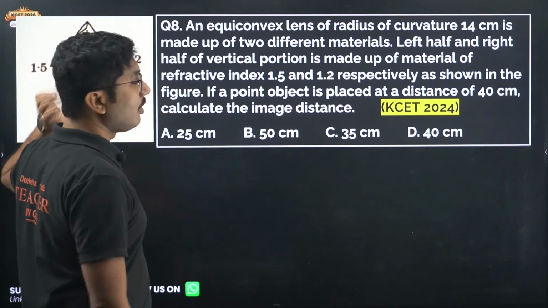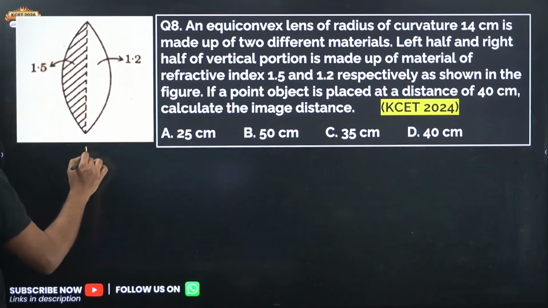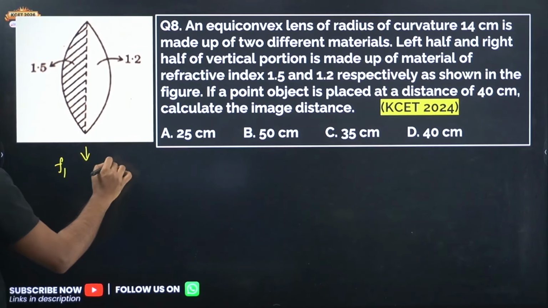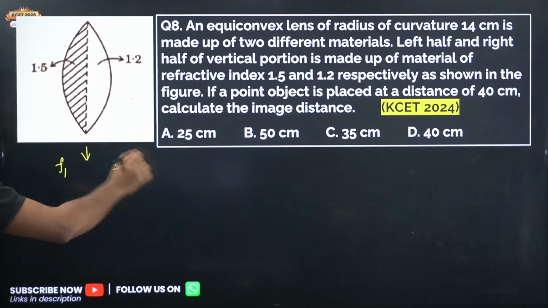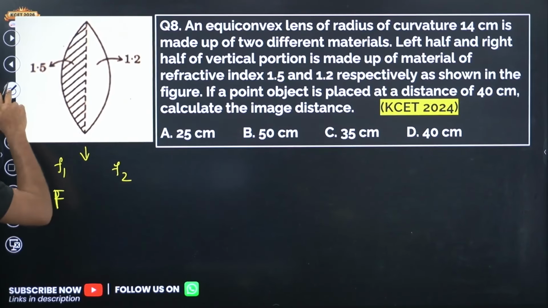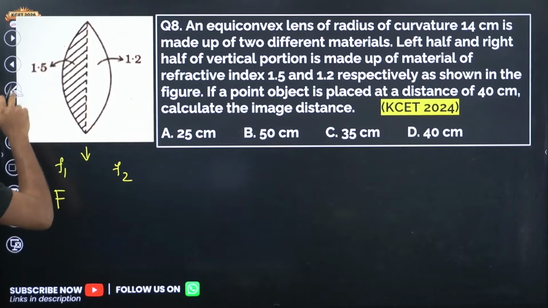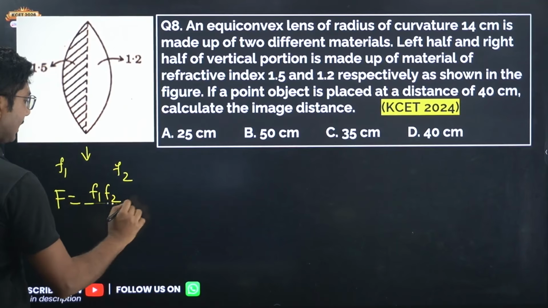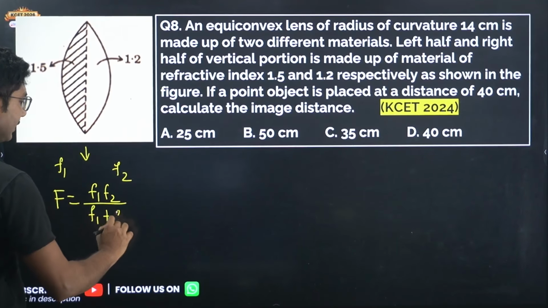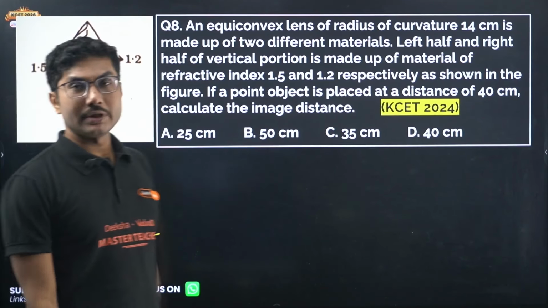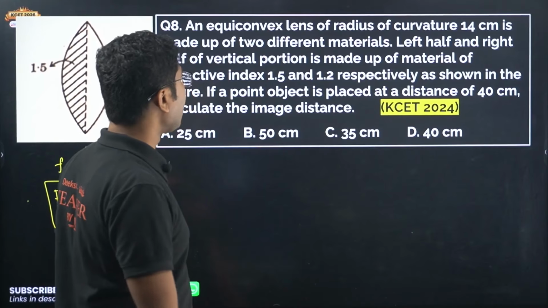So first of all, this is a combination of lenses. This side has say focal length f1, this one say focal length f2. If we can calculate f1 and f2, then the capital F, that is the equivalent focal length of this combination, will be given by f1 f2 by f1 plus f2, right? This is the formula for two lenses in combination. So this formula we will be using. First we have to calculate f1 and f2.